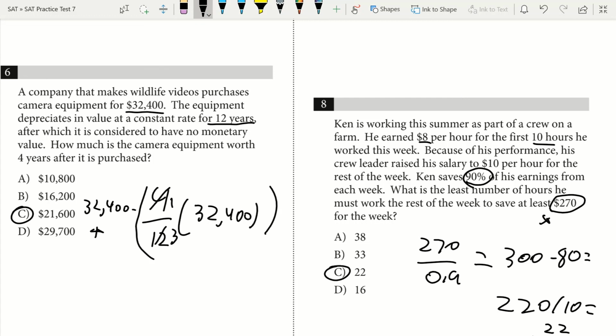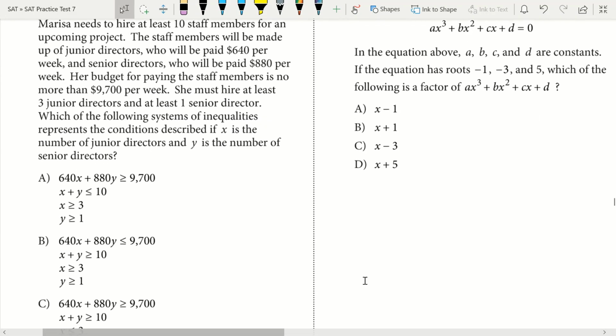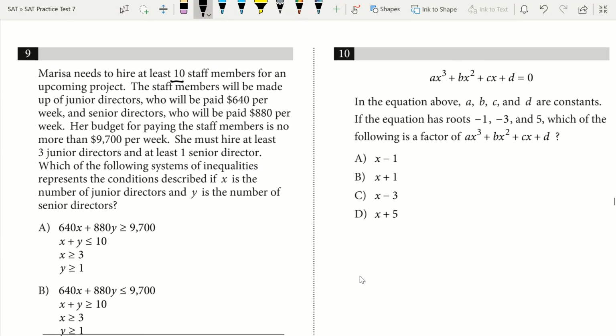A is choice C. All right, question 9. If I can get this thing to scroll. All right, question 9. Marissa needs to hire at least 10 staff members for an upcoming project. The staff members will be made of junior directors who will be paid $640 per week and senior directors who will be paid $880 per week. Her budget for paying staff members is no more than $9,700 per week.